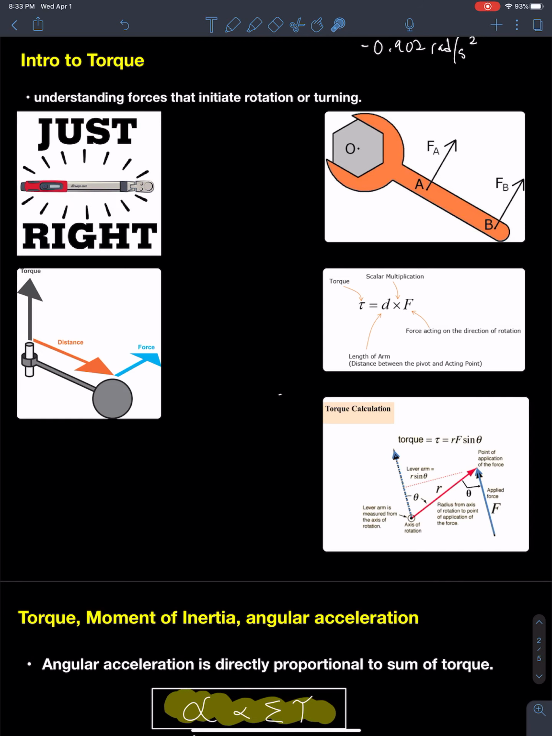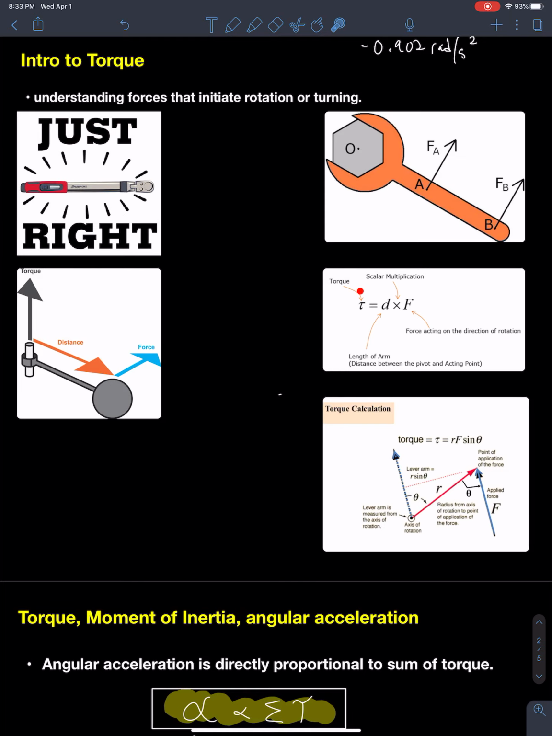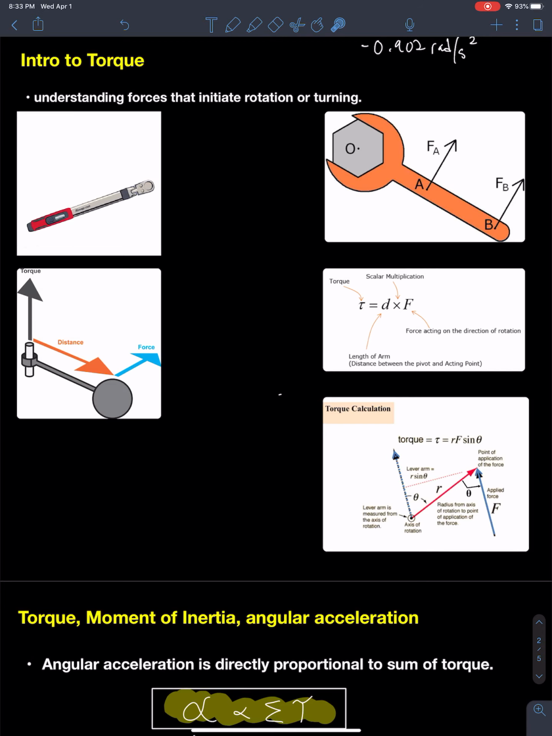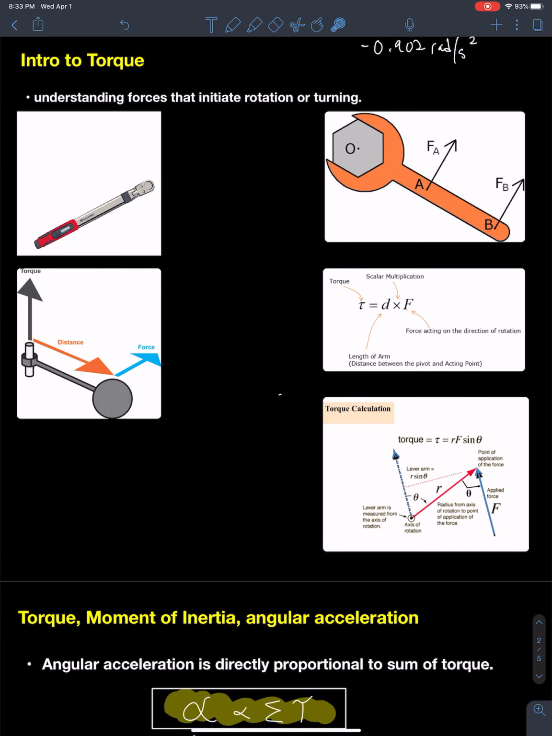So force times that distance, and it's the perpendicular force times that distance, would give me torque. Okay, we can see that in this formula here. So torque is equal to the length of the arm, or the moment arm, that length, times the perpendicular force. That would give me torque.